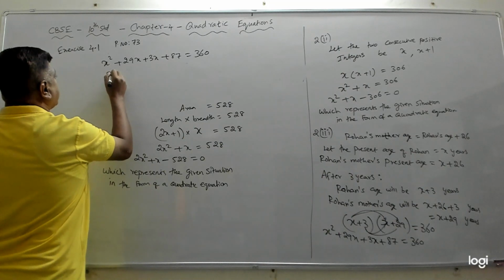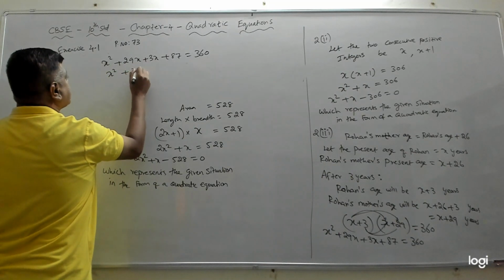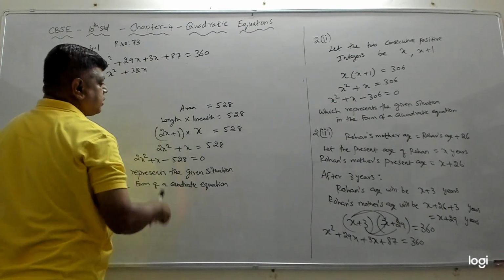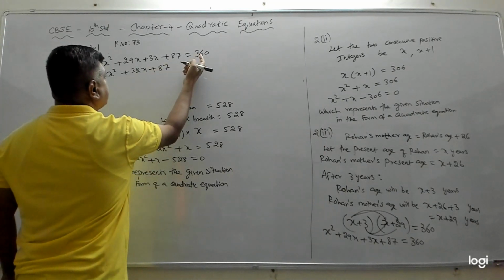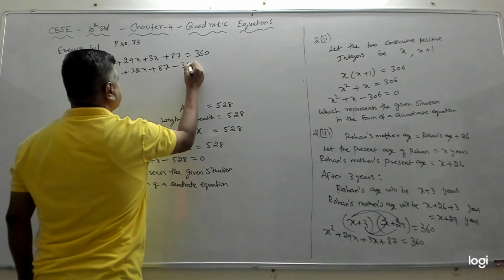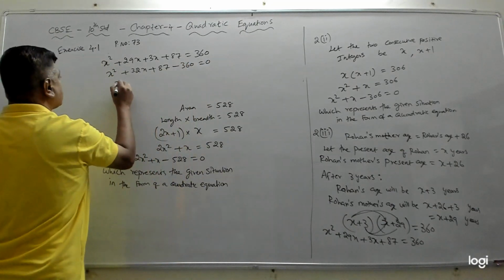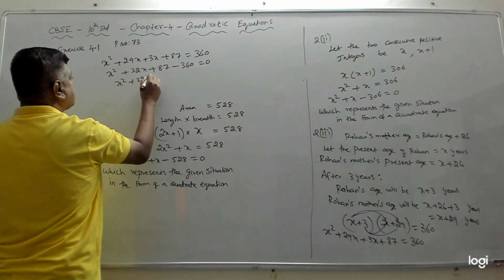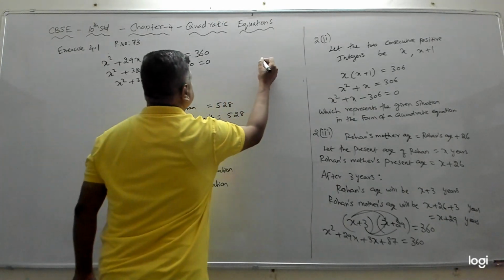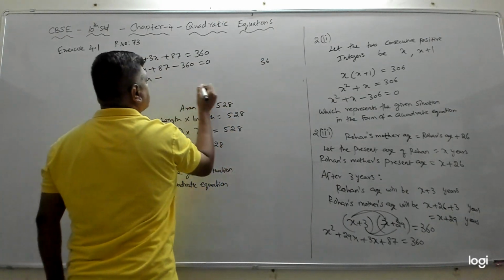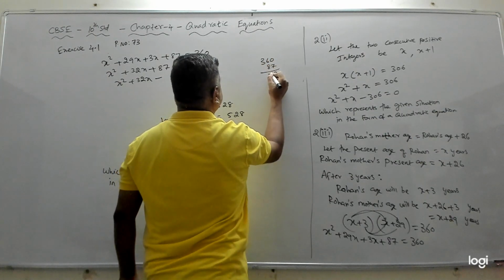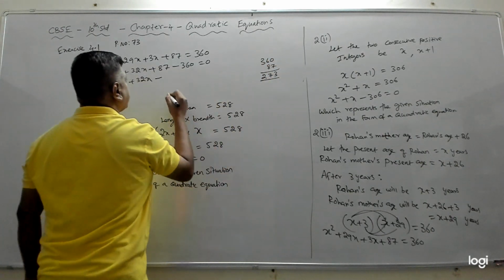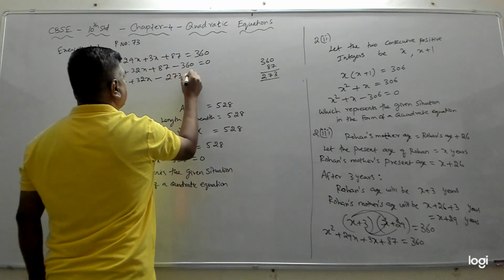So now x square, plus 32x, because 29 plus 3 is 32, plus 87. This 360 comes to this side, it will become minus 360 equal to 0. So you get x square plus 32x, and I have to subtract these two. 360 minus 87, so the sign will be negative, and I get 273. So x square plus 32x minus 273 equal to 0.